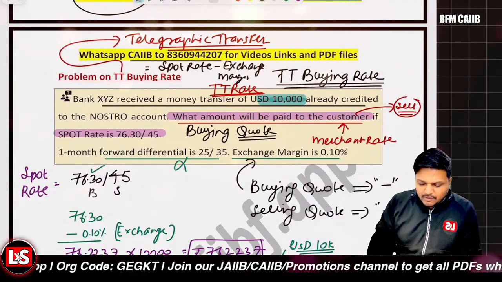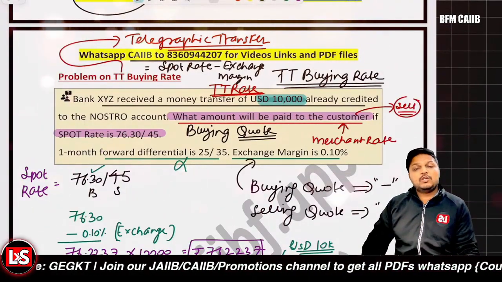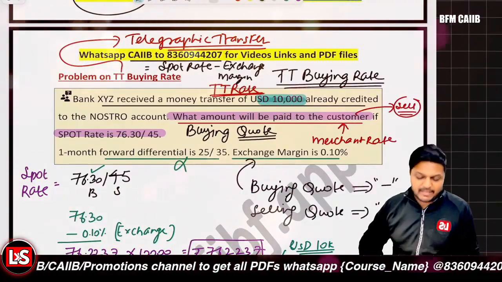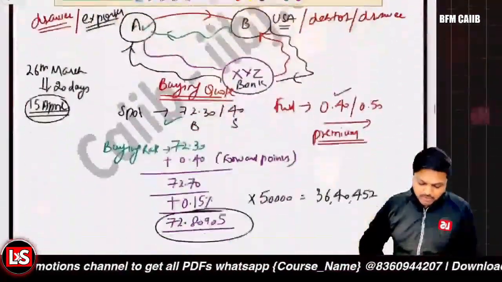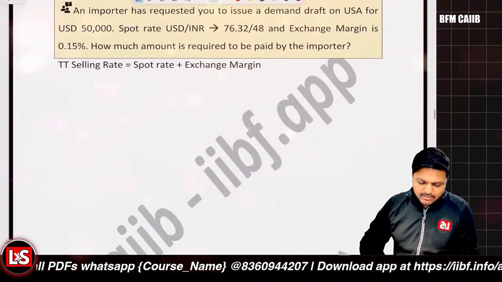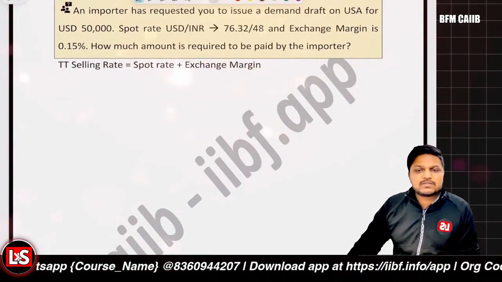This is a simple formula related to it. You don't need to cram the formulas. You should just know the logic behind it. And after that, the question says an importer has requested something.